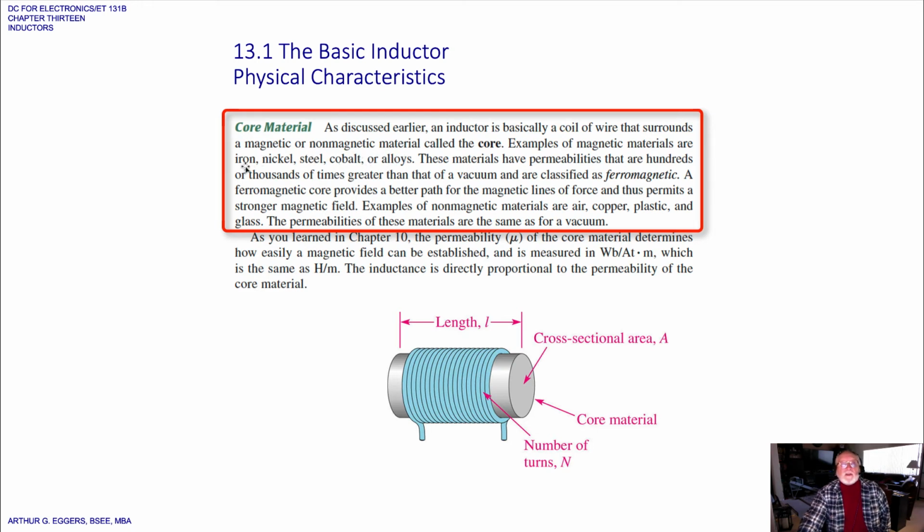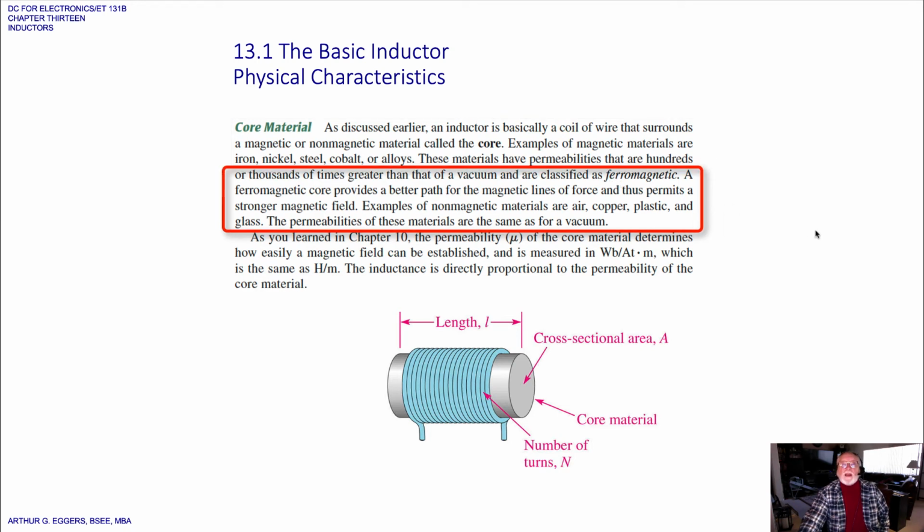Examples of magnetic materials are iron, nickel, steel, cobalt, or some alloys. The materials have something called permeabilities that are hundreds or thousands of times greater than that of a vacuum and are classified as ferromagnetic. A ferromagnetic core provides a better path for the magnetic lines of force and thus permits a stronger magnetic field. So when we put a ferrous material as the core of a coil or an inductor, we get a better performance out of the coil.